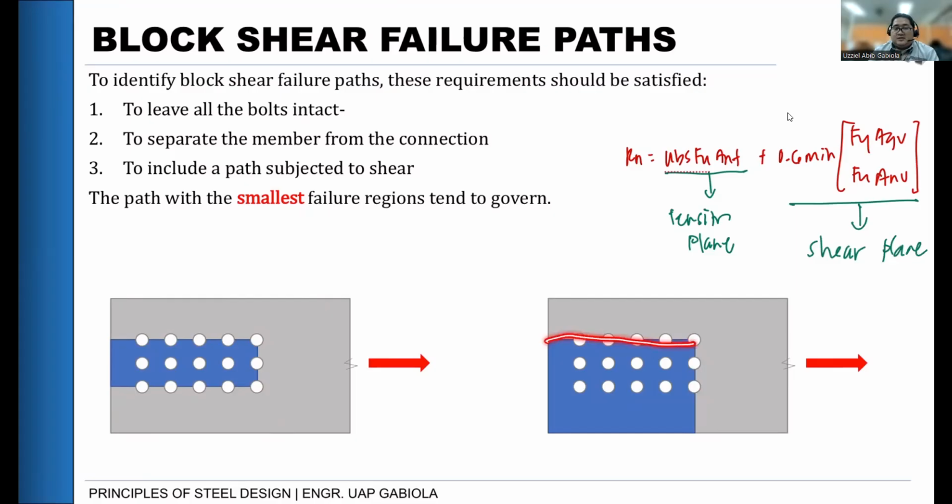Okay? So now, again, I'm going to repeat the question. What do you think will give the lesser value ng resistance? Yung left or yung right? Anyone? Okay? So, the answer is, itong right side, yung magbibigay ng lesser one.